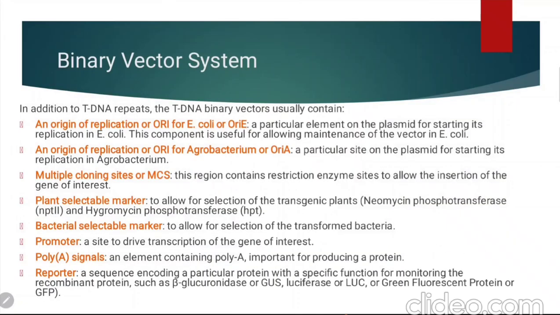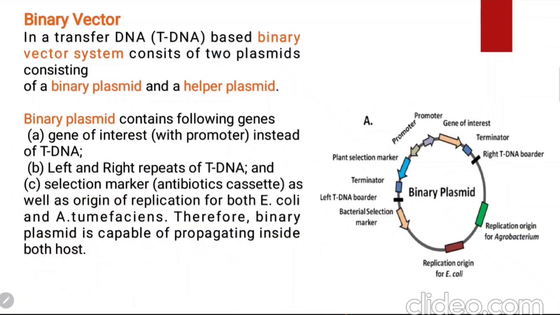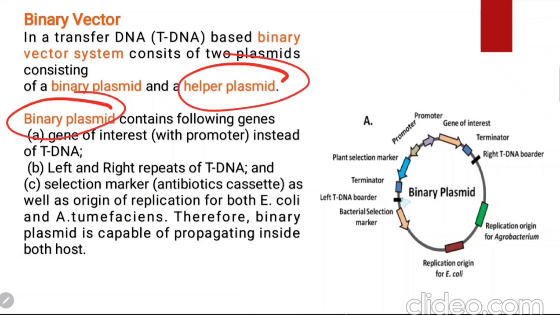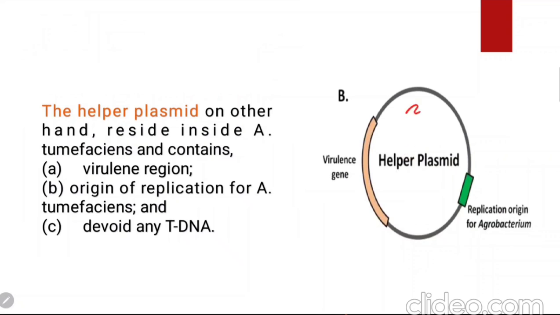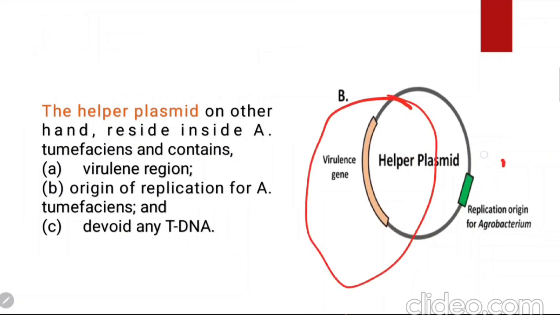So to overcome this, we came up with a binary vector system. Binary vector system, as the name suggests, has two plasmids. One is the binary plasmid, the other is the helper plasmid. In the binary plasmid, we have a GOI, origin of replication of Agrobacterium, origin of replication of E. coli, and there is an absence of Vir genes. You can't see any Vir genes here. And then we talk about the helper plasmid. The helper plasmid only has your virulence region and origin of replication of Agrobacterium.